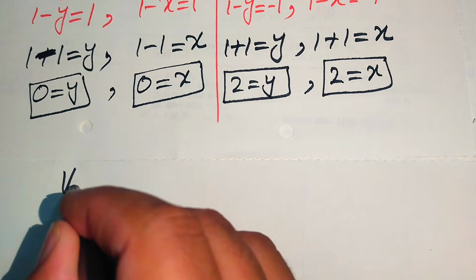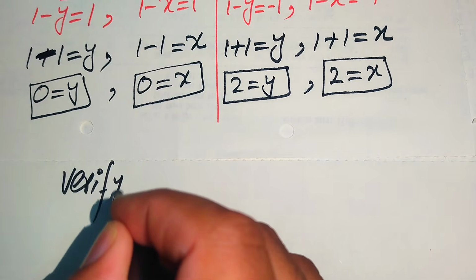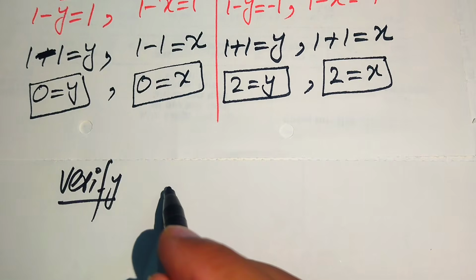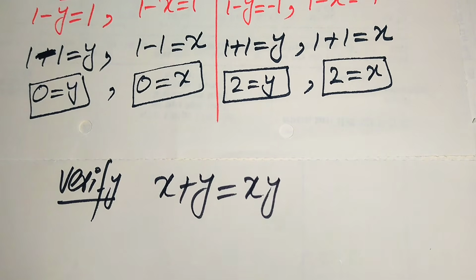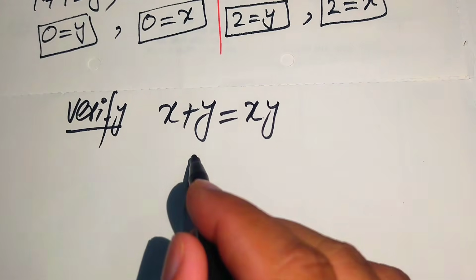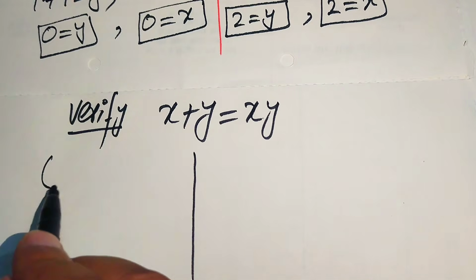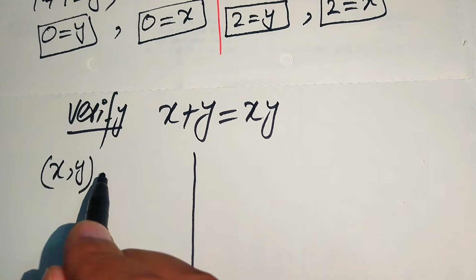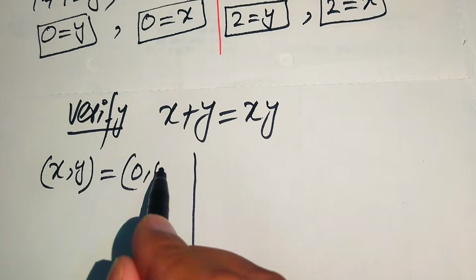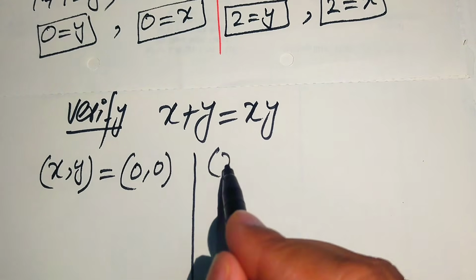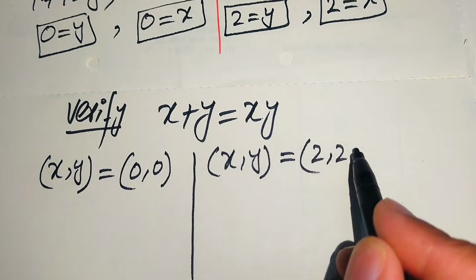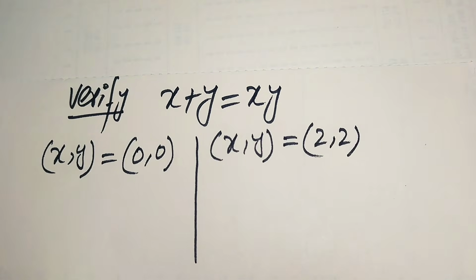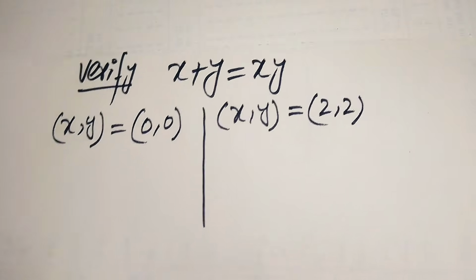So for verification of these roots, we need to copy down the given question statement. Here it is x plus y equals x times y, and on this side we verify the root x, y equals 0, 0. On this side we verify the root x, y equals 2, 2. So we need to verify both of these two roots here.